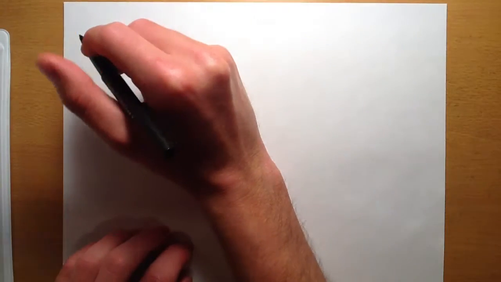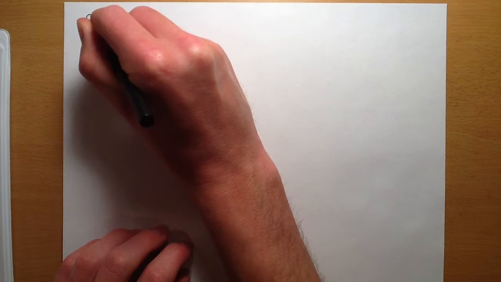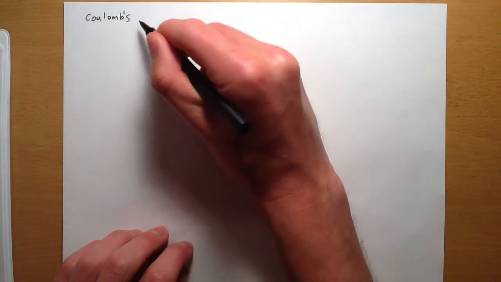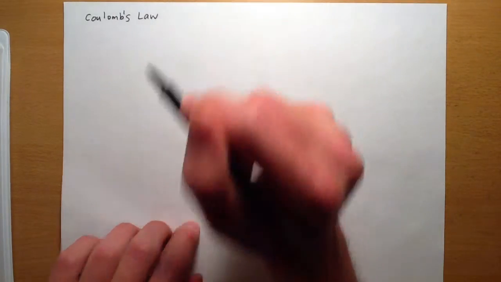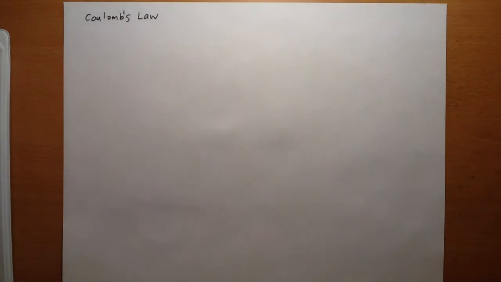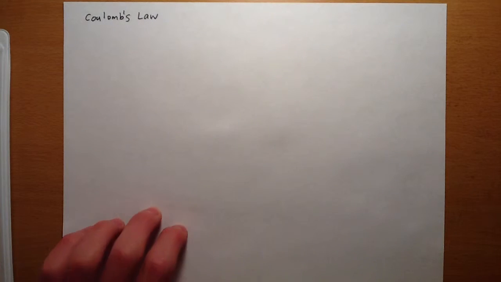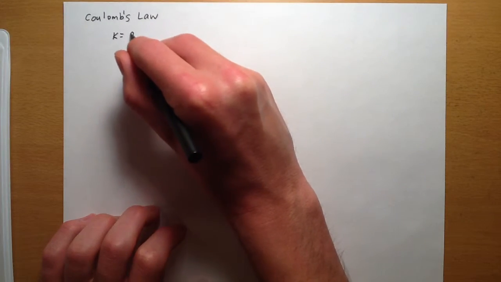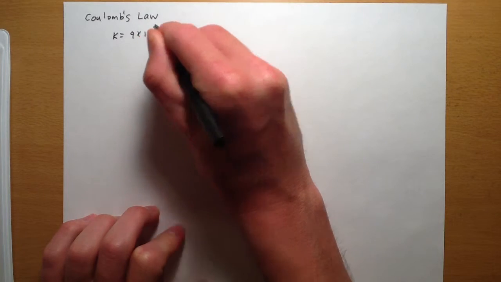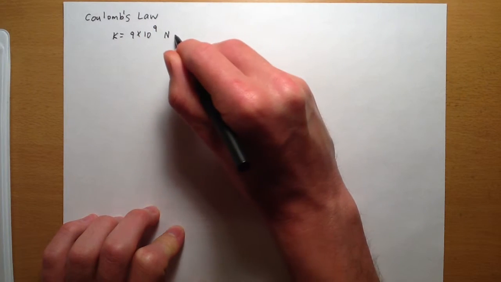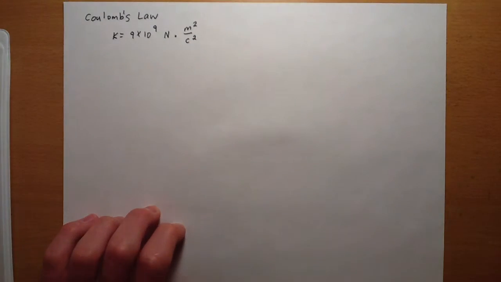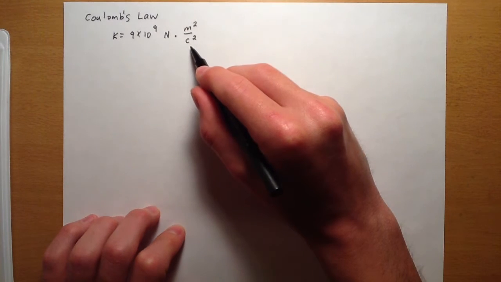We're going to go over Coulomb's law. Before I start discussing what Coulomb's law is, there are a few constants that I need to give you so you can understand the equation. The first is K. K is equal to 9 times 10 to the ninth newtons meters squared per Coulomb squared. We haven't gone over coulombs yet. Coulombs is the unit for charge.